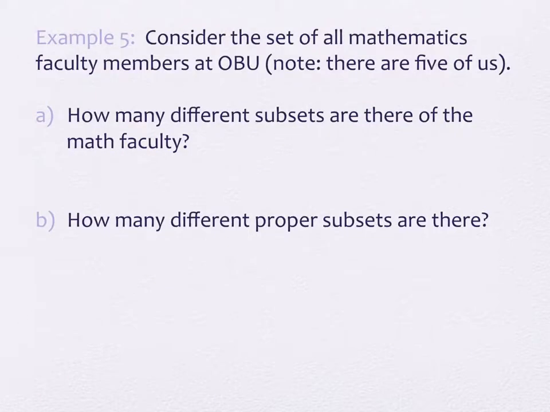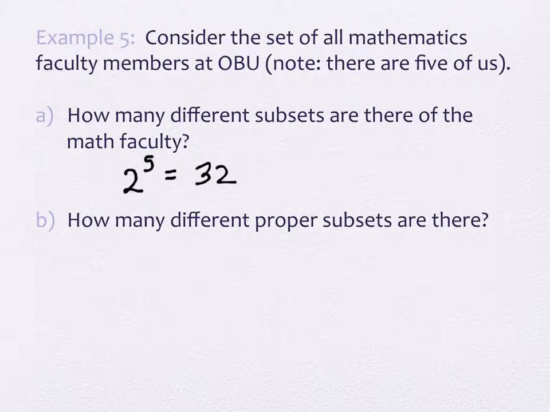All right, so numerically, we'll do that first. It says, consider the set of all mathematics faculty members at OBU, and there are 5 of us. First question is, how many subsets of math faculty are there? Well, according to the previous slide, I would take the number 2 and raise it to the power 5. That's going to answer the question. Do you know what 2 to the 5 is, anyone? It's 32. There's 32 subsets.